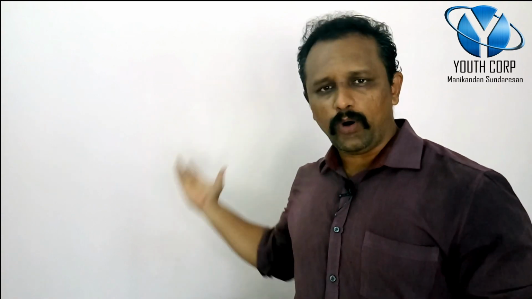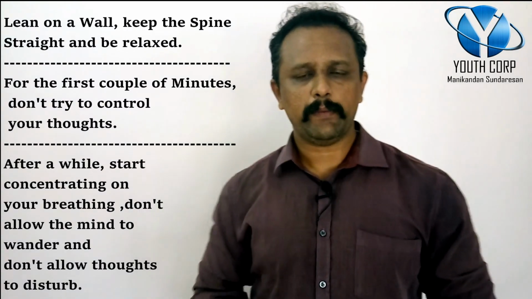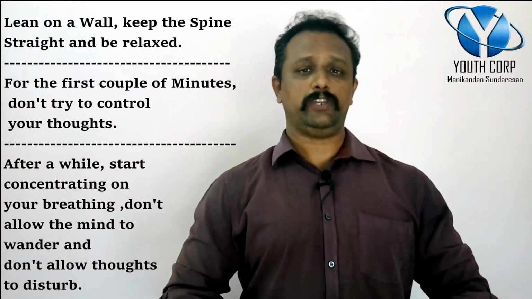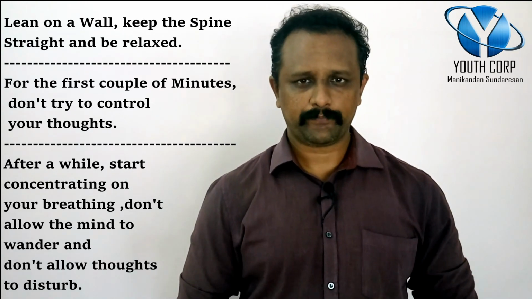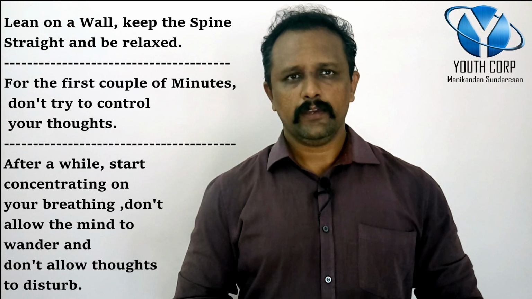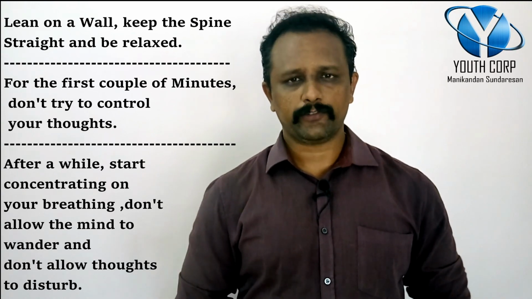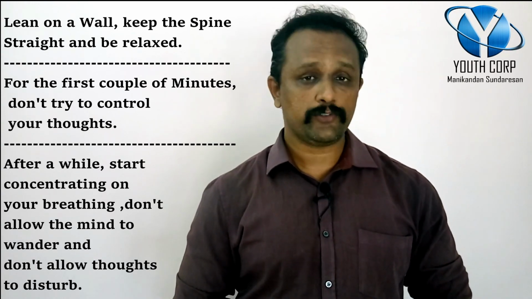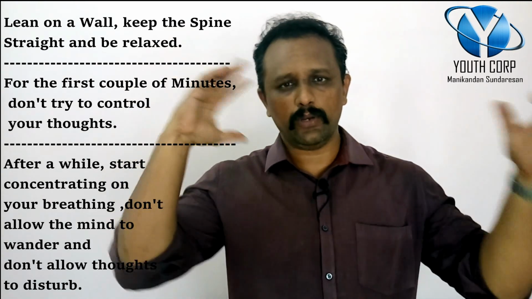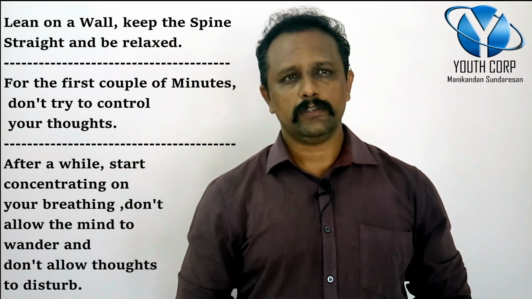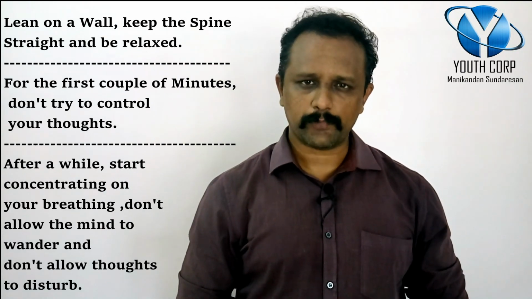Step number 2, choosing the timing. Step number 3 is keep your spinal cord straight. Maybe lean on a wall like this, very stable, so that your spinal cord is completely erect. Keep your eyes closed. Okay. So in step number 3, when you sit straight and keep your eyes closed, please don't try to control any of your thought patterns. Allow the thought patterns to come and linger around, because you should not be strained in this process.